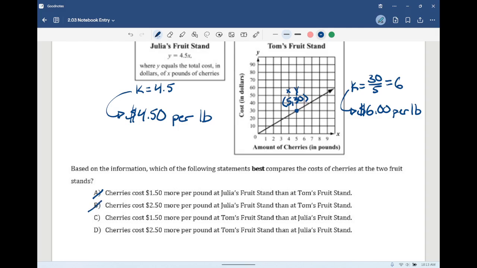Okay. Well, then if I look at C and D, raise your hand. What is the difference between answer C and answer D? What is the difference? Keyshawn. Yeah, we're just trying to look at the difference between these two. Okay. What's 6 minus 4.5? Sorry. 1.5. And so what answer should we choose? Keyshawn? C.